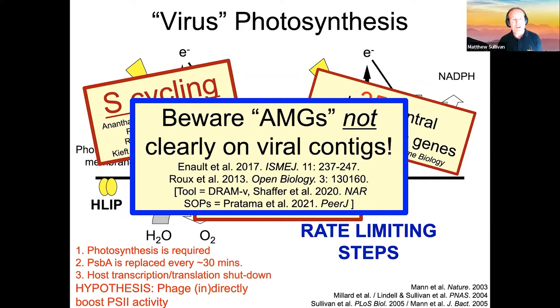And so when you get a virome and you look at it and you see the amazing metabolism gene of interest, just make sure it's really on a viral contig and not on a cellular contig. And there's some advice for how to do that in a recent piece of work from Ajit Pratama, where he's providing a standard operating procedure. And there's also an automated way to do this through Kelly Wrighton's DRAM-V tool.